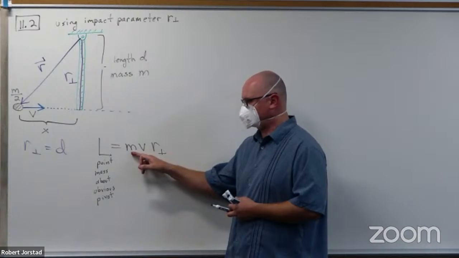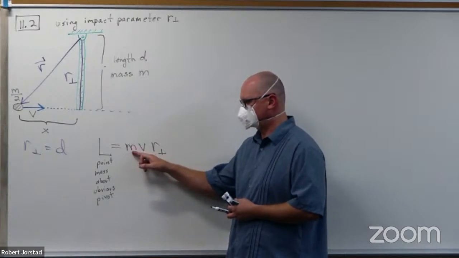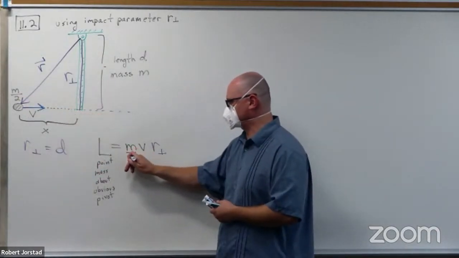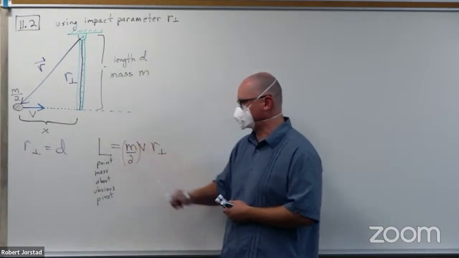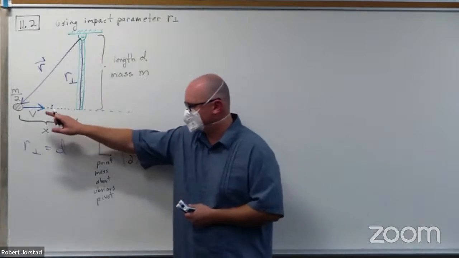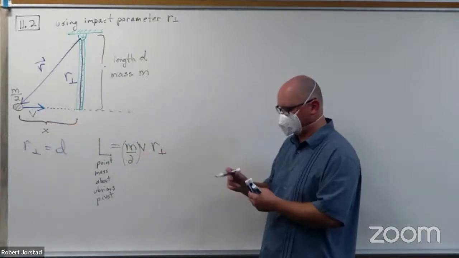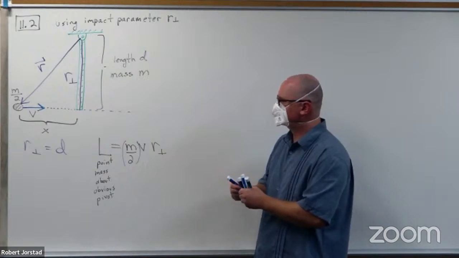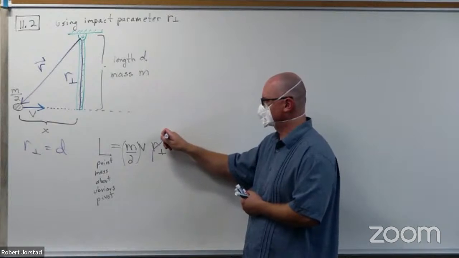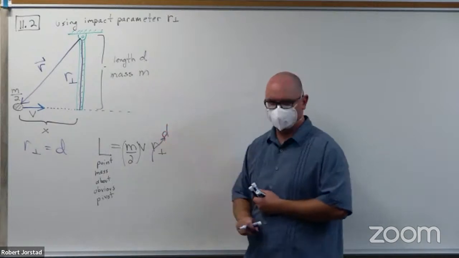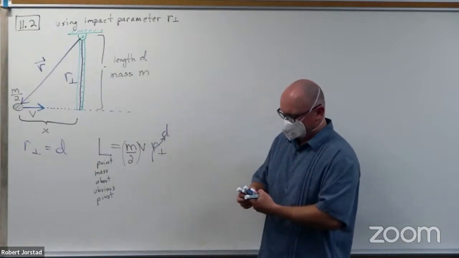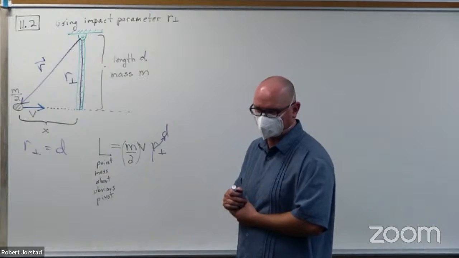I need the mass of the point mass. Is that M? It's M over 2. I have to use M over 2 because that's the mass of my particular point mass. Is the speed V? Yes. What is R perpendicular? In this problem, it is D. Got it? That's how you could use the impact parameter.